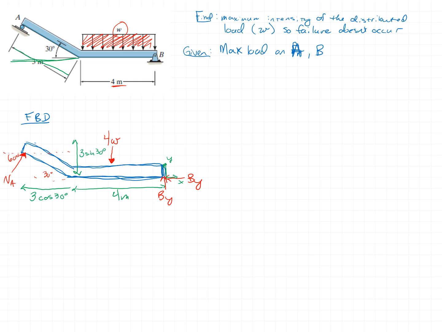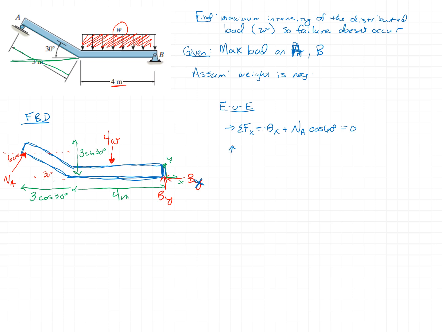Now we can do our equations of equilibrium from this. We should also have the assumption that the weight is negligible. All right, so in the x direction, we have the sum of the forces in x is equal to, oops, this is x, negative BX plus NA. The x component of NA is going to be NA cosine of 60 degrees, is equal to 0.